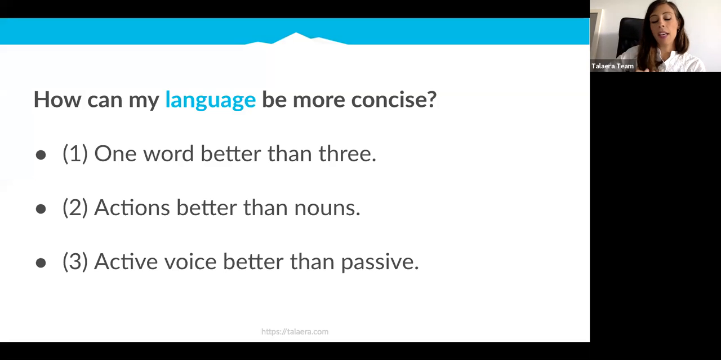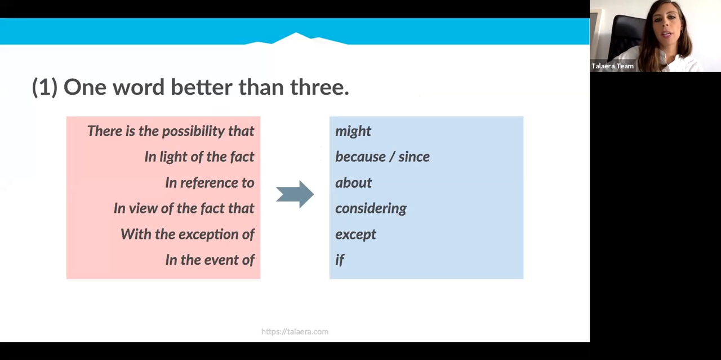And it's these three ways. Remember that one word is better than three, actions are better than nouns, and active voice is better than passive. And this is what I mean. One word better than three. A lot of you like to write with very fancy and nice words, but for emails, it's better not to.